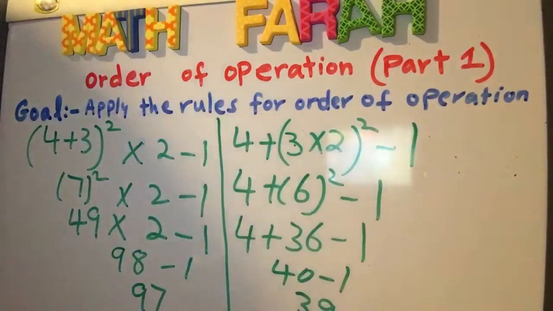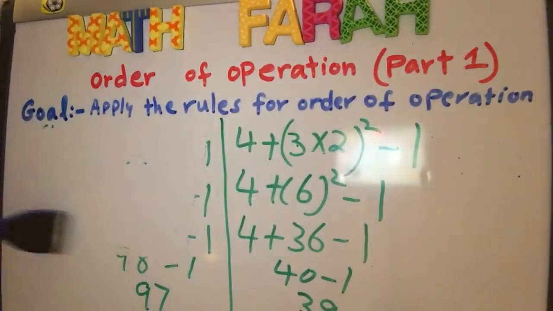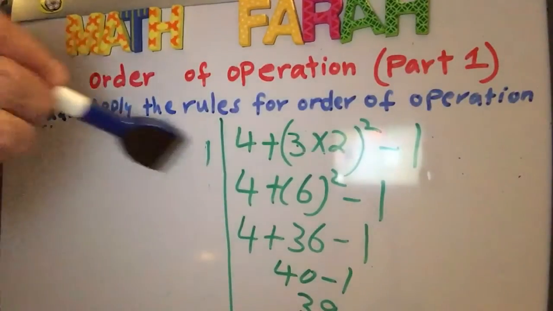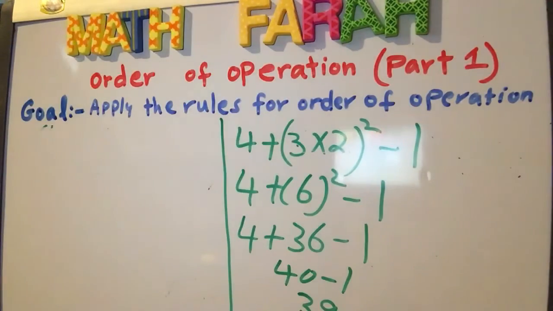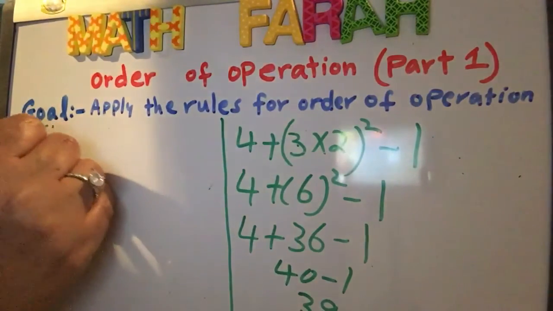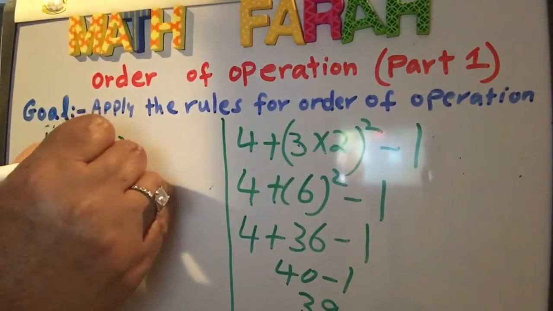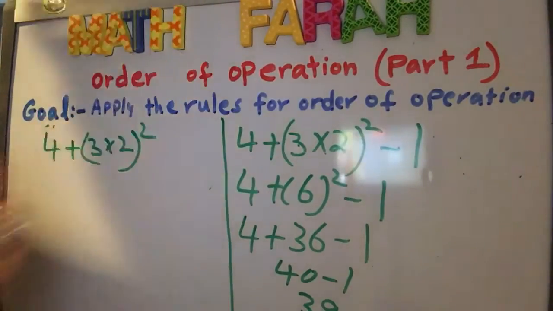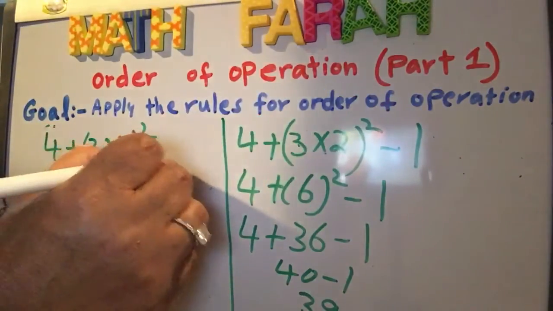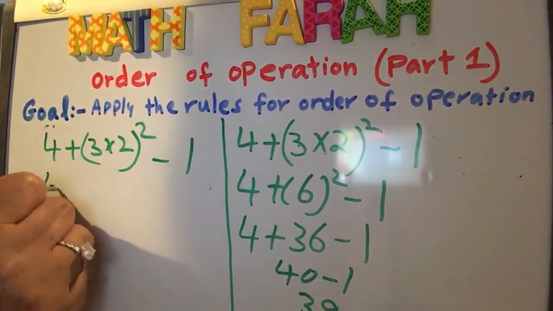Excellent. Great job. Now move to our next question. So first we need to erase this part. So our next question is 4 plus (3 multiply 2) power of 2, minus 1. Good, great. So now solve the bracket first.